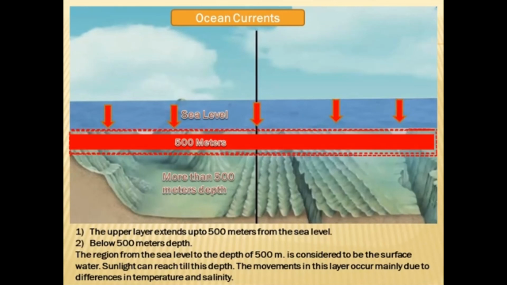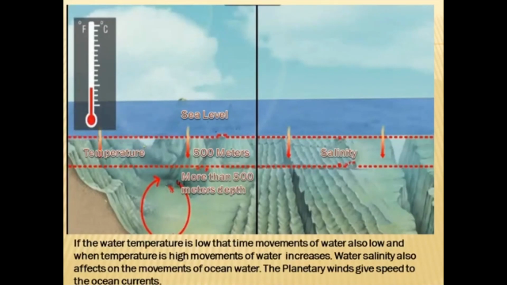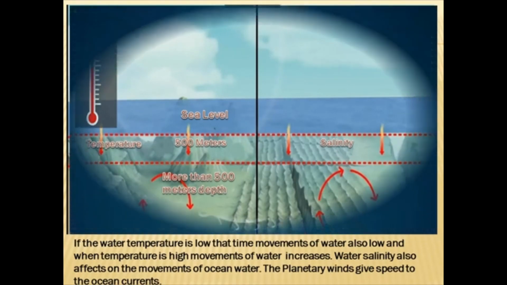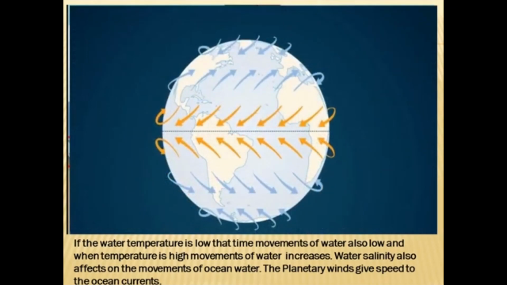The movements in this layer occur mainly due to the differences in temperature and salinity. If the water temperature is low, the movements of water are also low. And when temperature is high, movements of water increase. Water salinity also affects the movements of ocean water. The planetary winds give speed to the ocean currents.